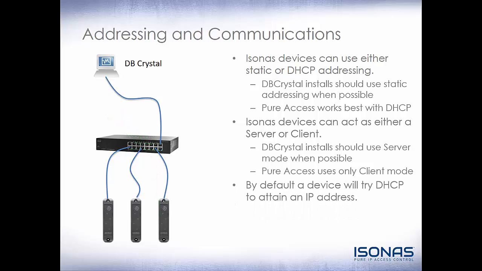By default, a device will try to gain a DHCP address. If it's unsuccessful, it will revert to an IP address in the 192.168.1 range. The DB Crystal configuration settings here override anything in any of the prior videos or the software manual. There may be other references to using DHCP with DB Crystal and using call home functionality with DB Crystal. This can be done, but if you want to use either of those settings, please contact technical support or pre-sales support to help you set those up correctly. DB Crystal works best when using static addresses and server mode.